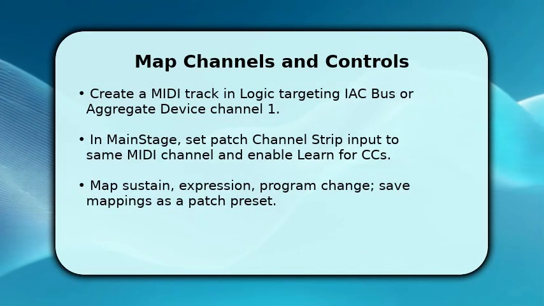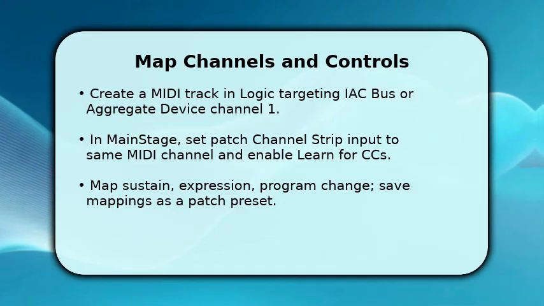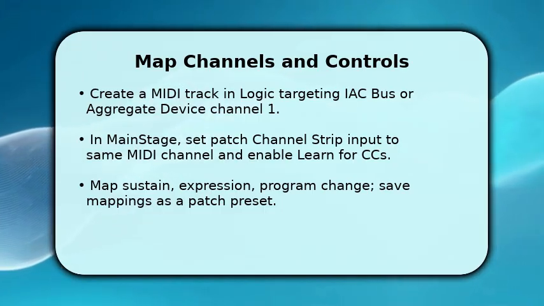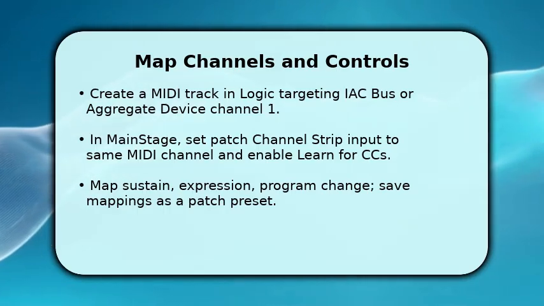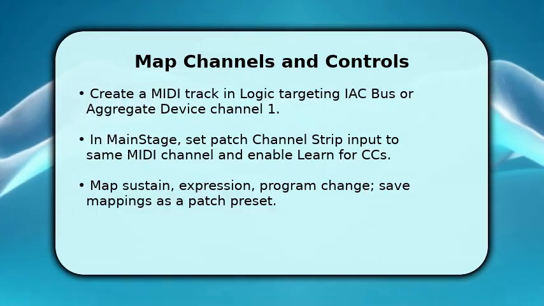You now map channels and controls so the patch responds correctly. In Logic, create a MIDI or external instrument track sending to the IAC bus channel you enabled. In MainStage, select the patch's channel strip and confirm its MIDI input matches that channel. Enable MIDI Learn for any CCs you need to control. Next, assign program change numbers if you plan to switch patches from Logic. Once mapped, test notes and CC movement. Make adjustments and save the mapping as a preset inside the concert, so recall is consistent.